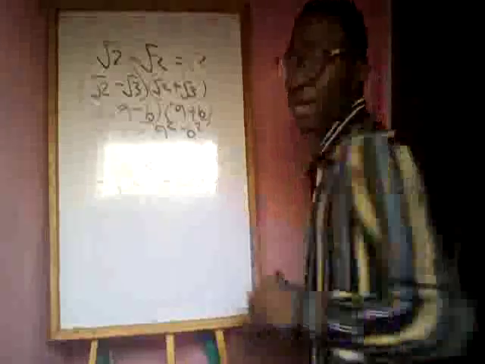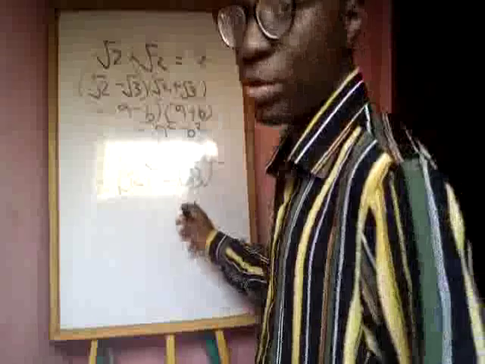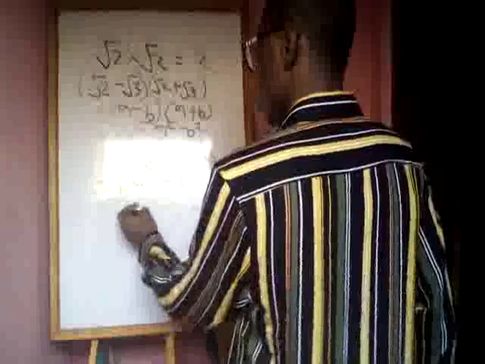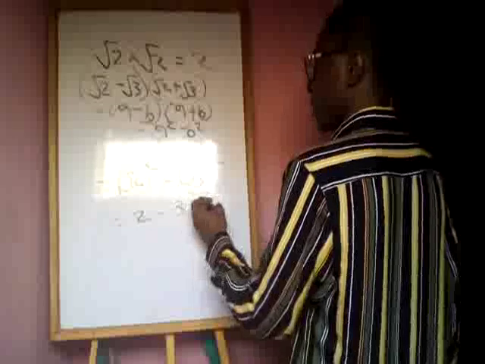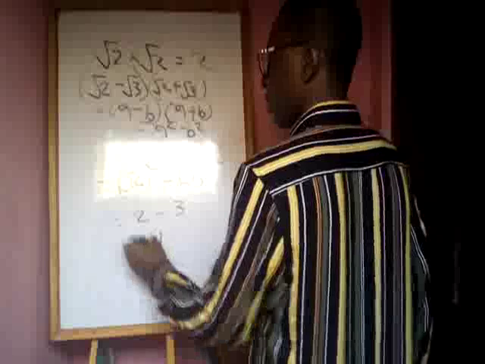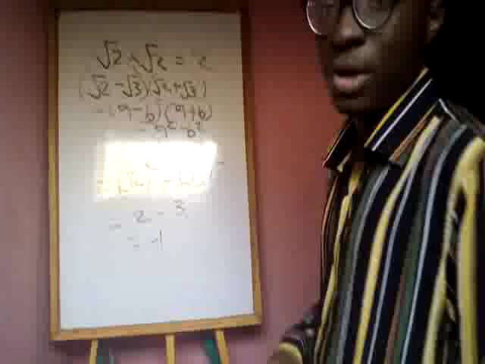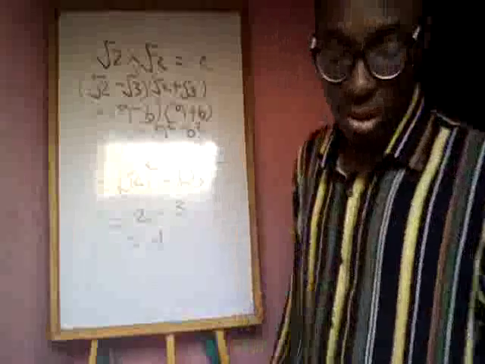So this is the conversion format, the format by which you write this kind of stuff. Then we have root 2 squared is 2, minus root 3 squared is 3, that's 2 minus 3, which gives us minus 1. This is what will help you understand the concept of conjugate surds. So I hope you understand that concept.